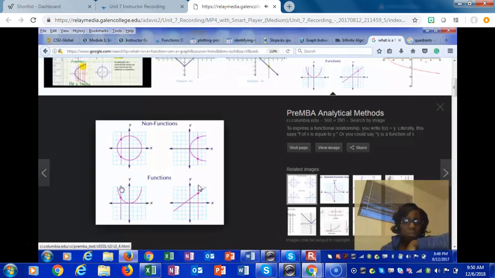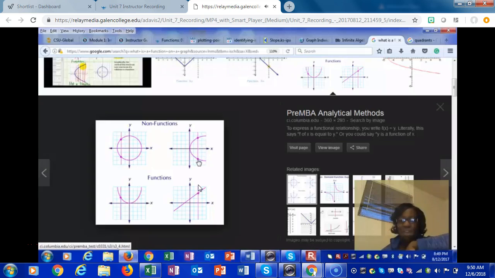Same thing here. For this function, based on the way it's drawn, when I draw a line here, I can draw a line here. It only touches the graph one time. However, in terms of this particular function, if I were to turn it the other direction and drew a straight line down through it, it has 2 points touching the line.